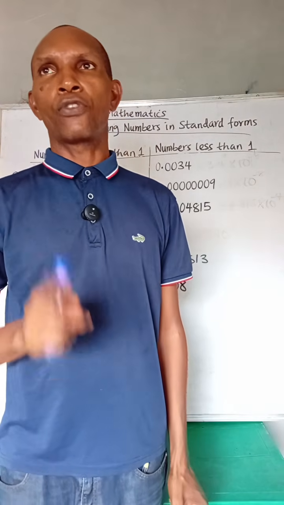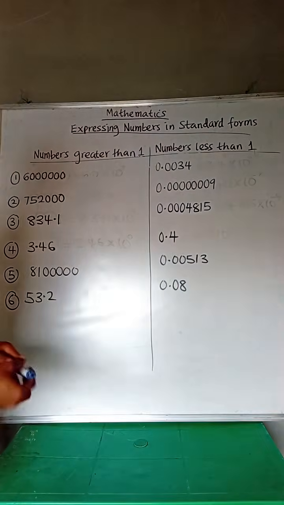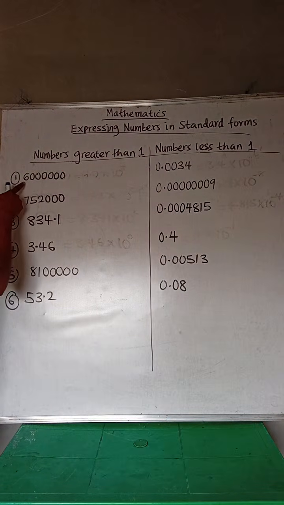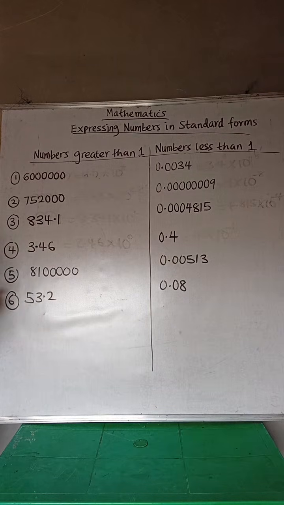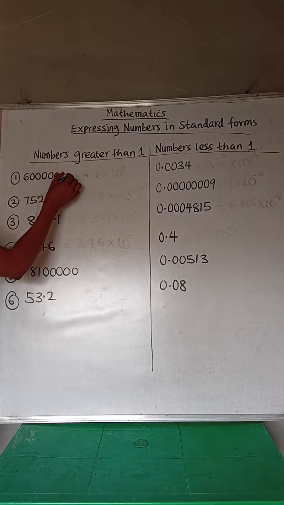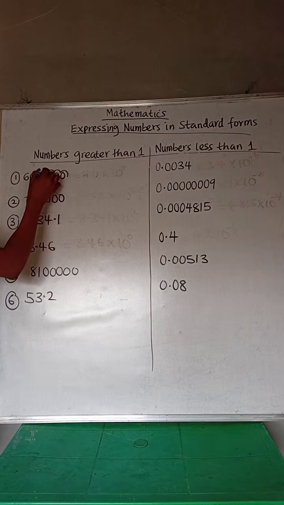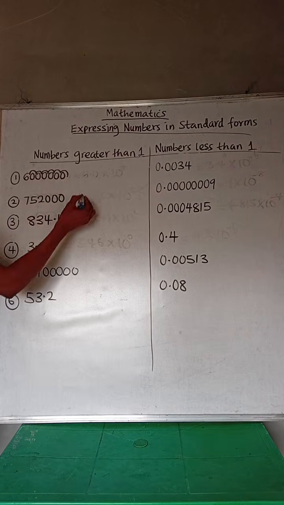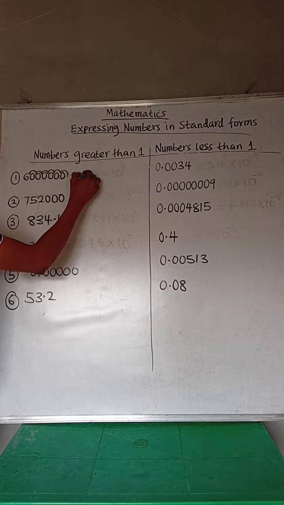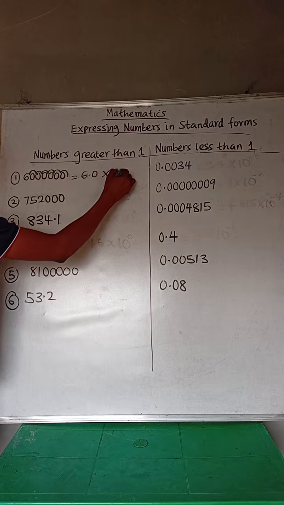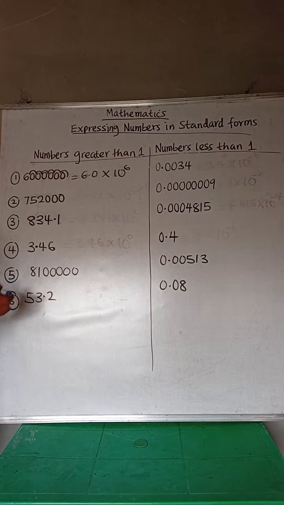Only one significant figure should be before the point. Now, in this question number 1, the first significant figure is 6, so 6 should be before the point. So let's move from the right end leftward. Count 1, 2, 3, 4, 5, 6. That gives us 6.0 times 10 raised to the power 6 in standard form because we moved 6 steps backward.